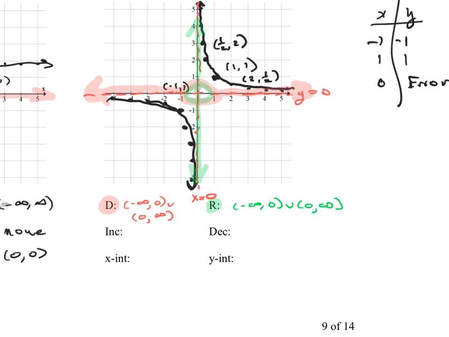Increasing. Where is this graph increasing? Well, as I go from left to right, if you notice, I'm always going in a downward direction. Even when I go from 0 to the right, I'm still going in a downward direction. So where is it decreasing? It's decreasing everywhere except x equals 0. So again, how do we write that? We would write that as negative infinity to 0, union 0 to infinity. You don't need the union symbol, I just put it here.